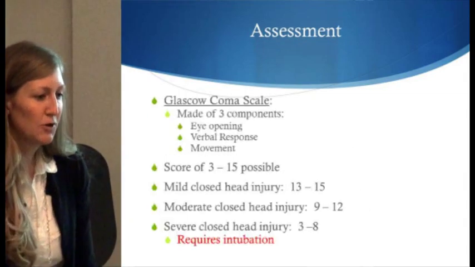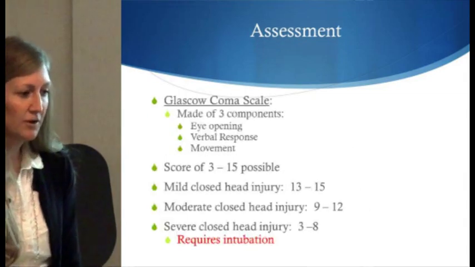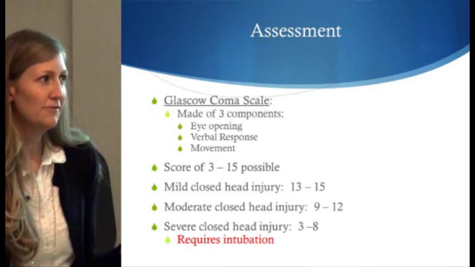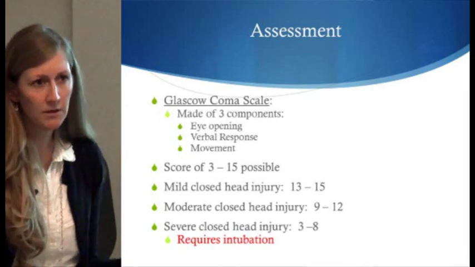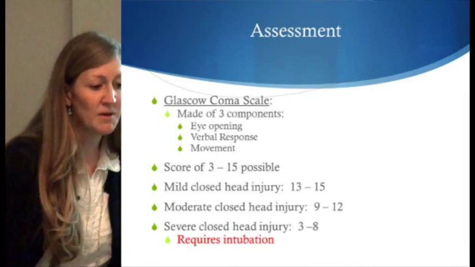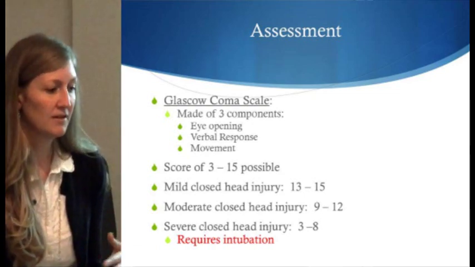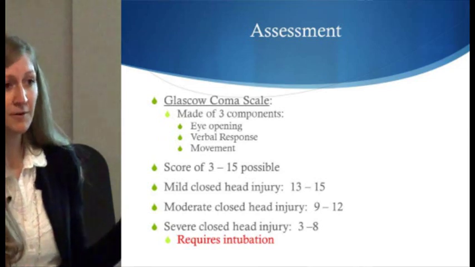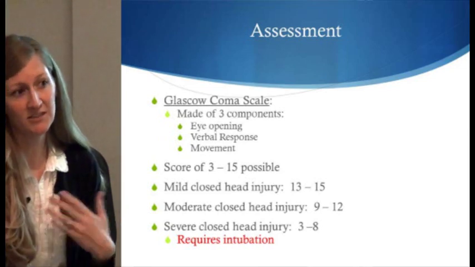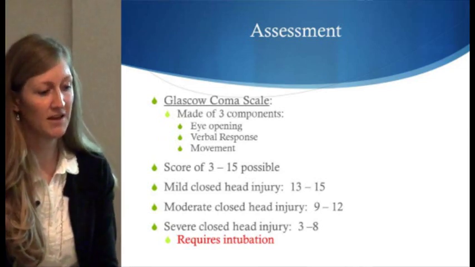So what is the Glasgow Coma Scale? I'm sure that as you get report, you're like, it's a 15, it's a 14. So what does that really mean? It's made up of 3 components: eye opening, verbal response, and movement. So it's scored from 3 to 15. 15 is the highest you can have, and 3 is the lowest that you can have.